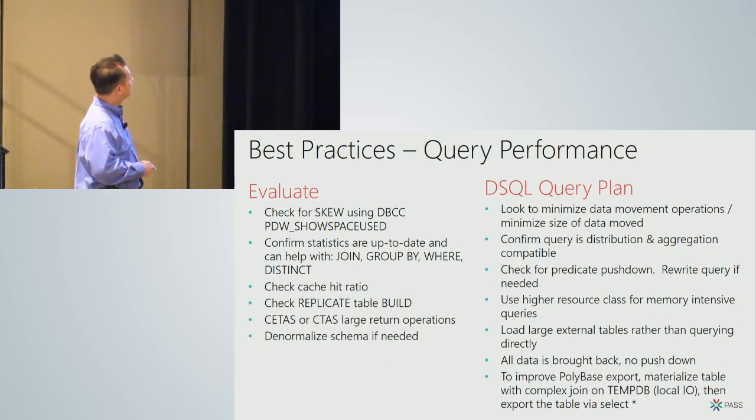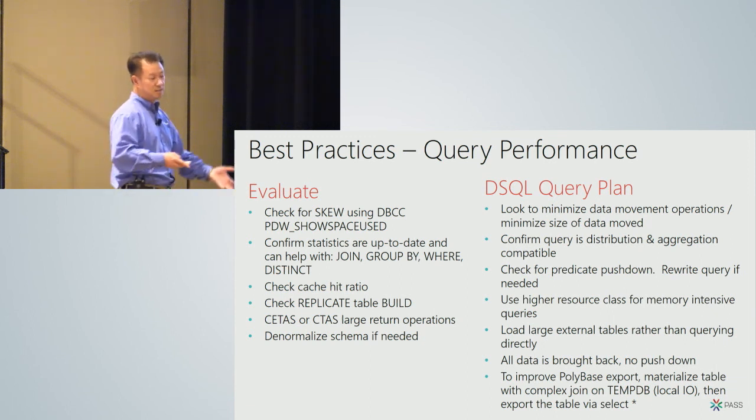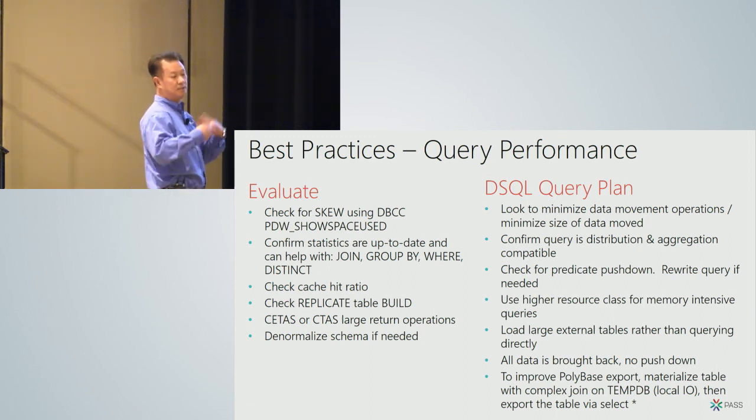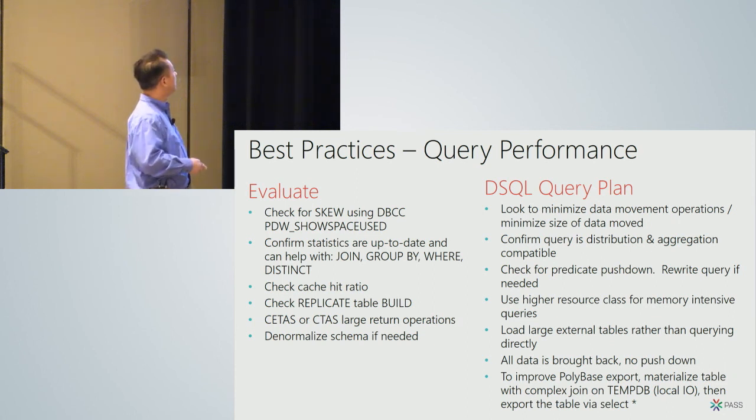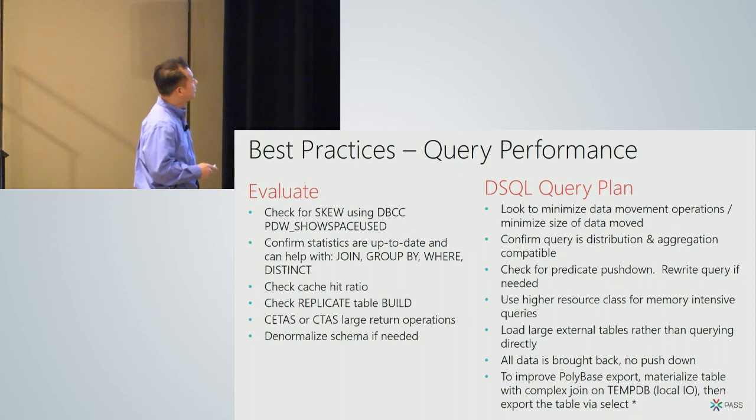And then, CTAS the table for large return operations. The client's kind of slow. If you're going to return 10 billion rows, for example, it's better to CTAS into a table or do a data export into blob and then get that information to your end user, versus waiting for SSMS or any client to return a large result. And then sometimes it's better to denormalize the data schema versus having complex joins, especially if they're not compatible, right?